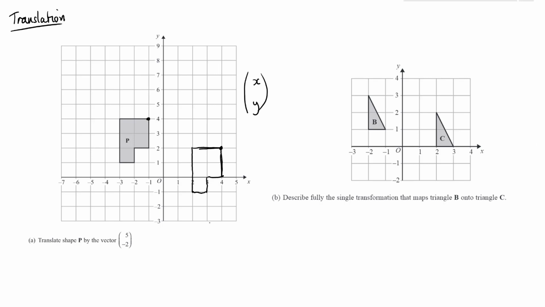Now this one, we want to describe fully the single transformation that maps B onto C. Now we haven't changed the orientation. We haven't enlarged it by any amount, so that means it has to be a translation. So translation by vector, and we're looking at going from B to C, so we're going this way. So we pick a point, and we know that, let's go with this point, is going to map onto that point there. So we look at how many have we gone across. So that's 1, 2, 3, 4. So the vector is 4, and then we've gone down 1, and so that means it becomes -1, and that's our translation vector.